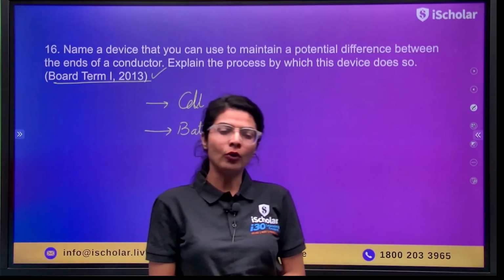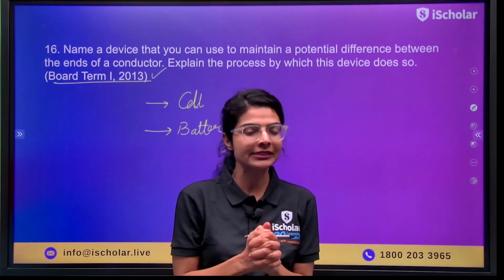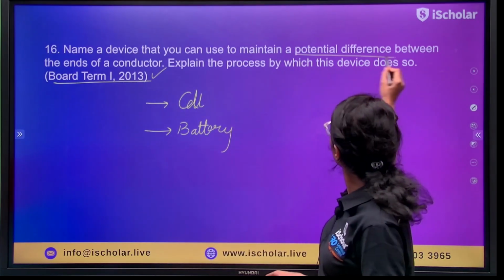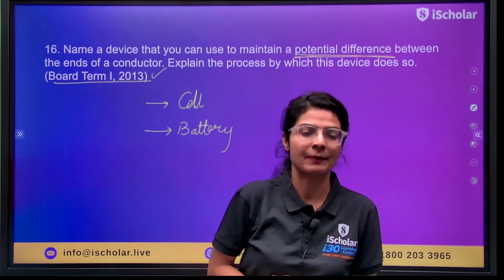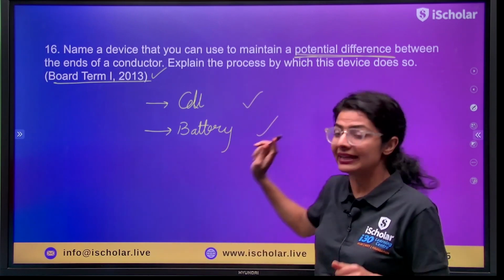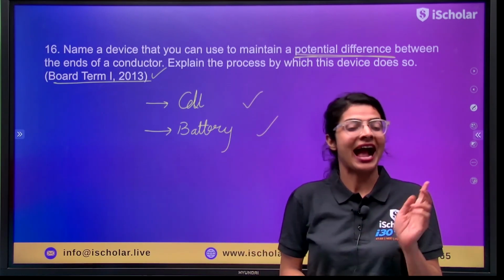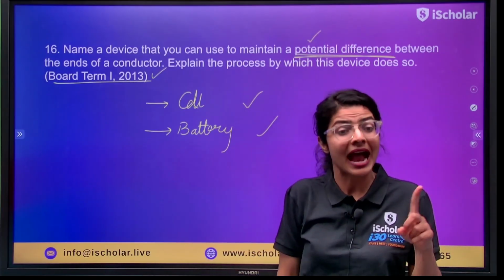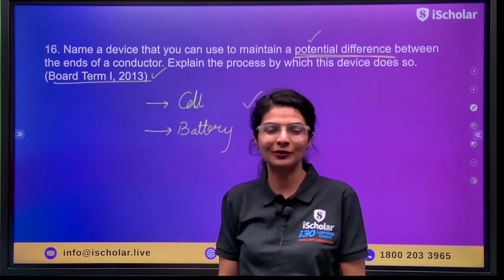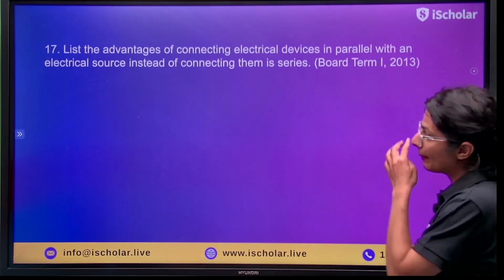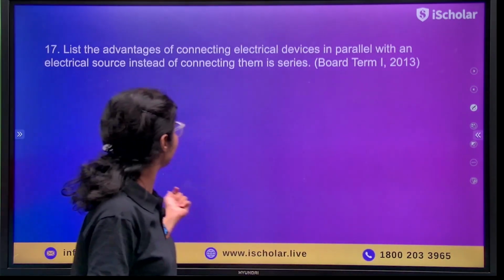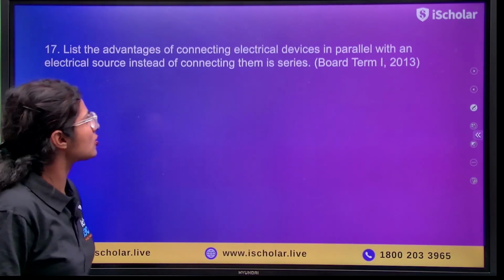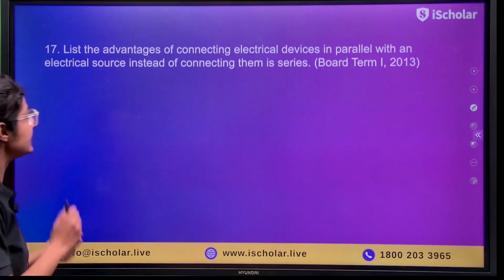Battery and cell both have the same purpose: to provide the potential difference between the ends of the conductor. It is because of this that the current is flowing in the circuit. In the last video, we have already discussed the potential difference and what potential is, so do refer to that also. Now coming to the next slide: list the advantages of connecting electrical devices in parallel with an electric source instead of connecting them in series.